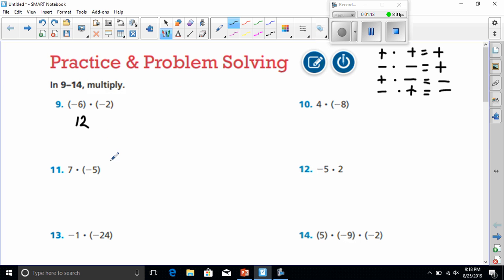All right, next we have 11. That's 7 times -5. Well, that's a positive number times a negative number. A positive times a negative equals a negative answer. And 7 times 5 equals 35. So our answer is -35.